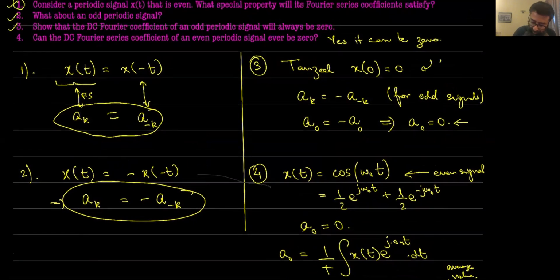If I compute A naught, A naught is just 1 upon T times the integral of x(t) dt, and this could be, for example, from minus T/2 to plus T/2. I know for a fact that for odd signals, this must be 0. And therefore, this indeed is equal to 0. Good point, Jamshed.